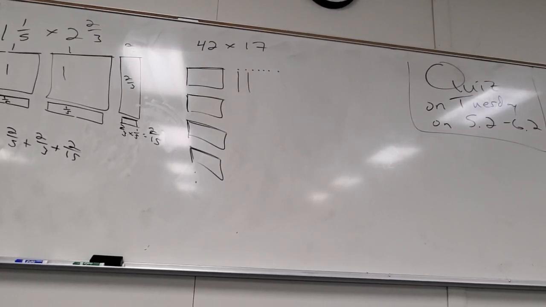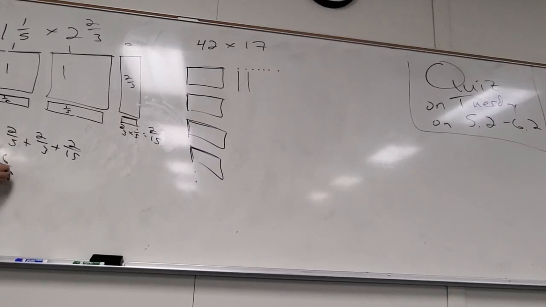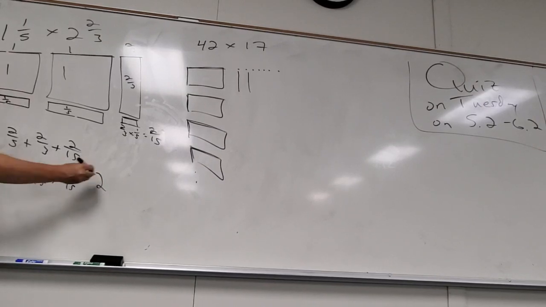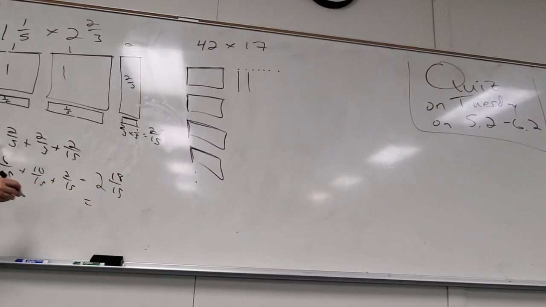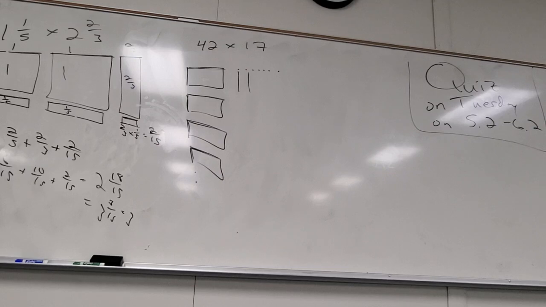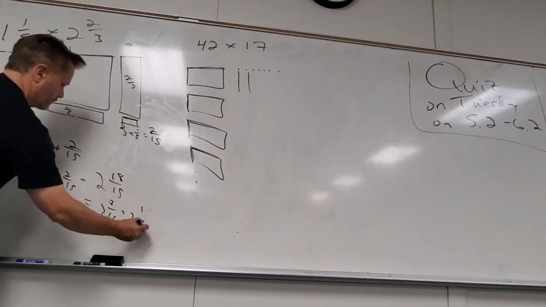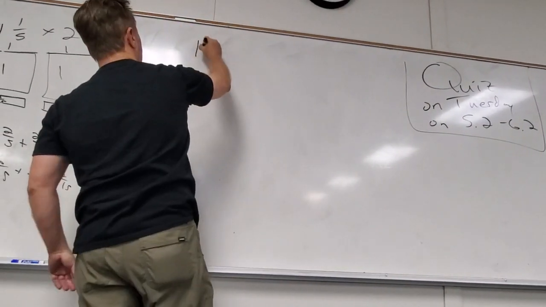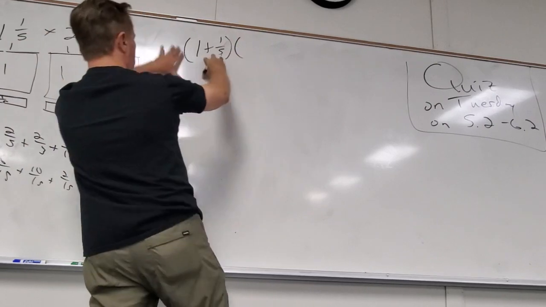Now you can tell very quickly that this doesn't really help with the work. You guys see that? Because what do I have to do to add these together? Change them into the 15ths. So this will be all 15. So this will be 6/15 plus 10/15 plus 2/15. So I get 2 and 18/15. So what is that? 3 and 3/15, which is 3 and 1/5. I like it.